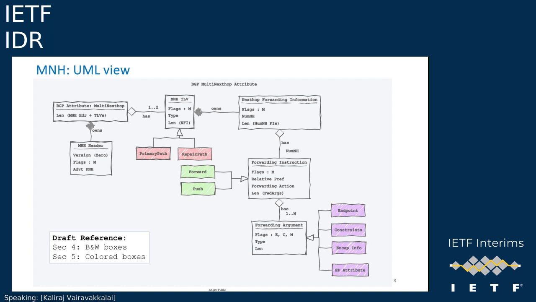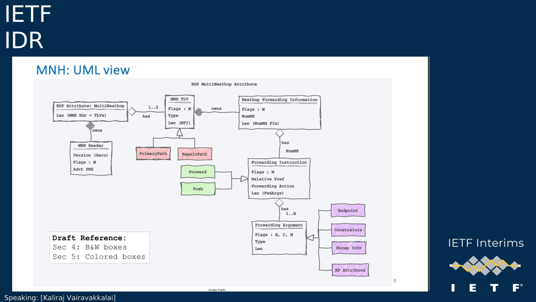Here we have a UML representation of the MNH, basically what it looks like. Whatever is in the black boxes is the basic skeleton or framework of MNH. You just have the MNH attribute. It has a primary and a repair path, which has next hop forwarding information, which consists of n forwarding instructions. And the forwarding instruction has a forwarding action and a set of arguments. Here you can see that the colored boxes are instantiations of different types of TLVs. For example, we have a primary path TLV and the repair path TLV, and then different types of forwarding actions, like forward and push, and different types of forwarding arguments, like endpoint constraints, encap info, and attributes.